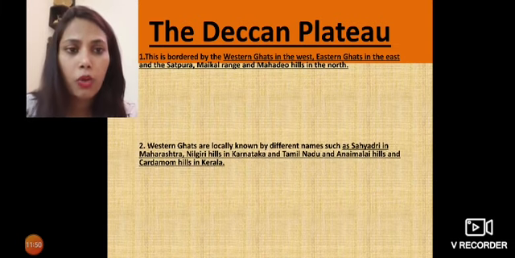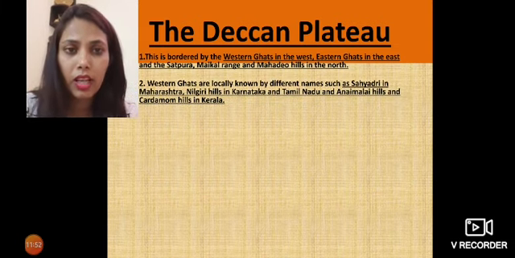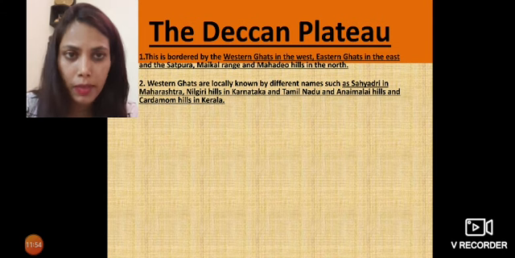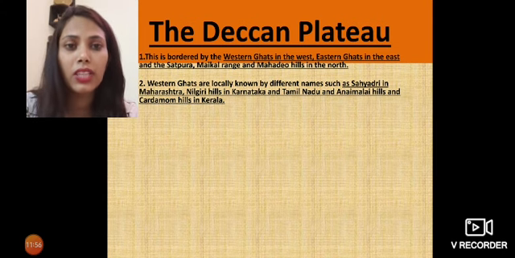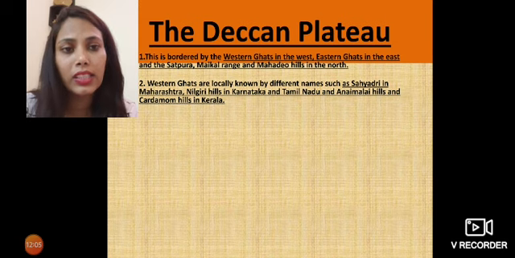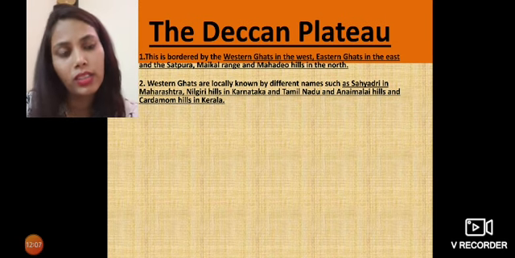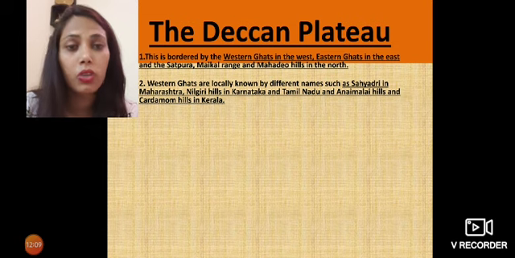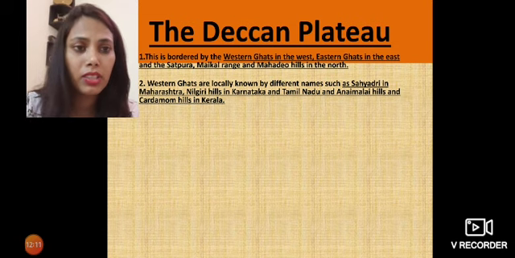Western Ghats are known by different names. The Western Ghats of India, which are a part of the Deccan Plateau, are called Sahyadris in Maharashtra, Nilgiri in Karnataka and Tamil Nadu, Annamalai Hills and Cardamom Hills in Kerala. Or you can say the other way, that these hills are a part of Western Ghats, or Western Ghats is made up of these hills, so they are named by different names in different states of India.